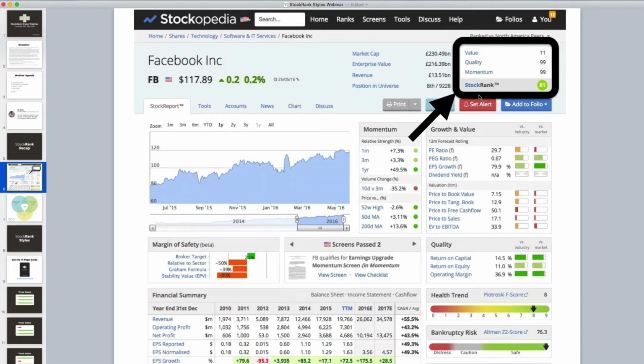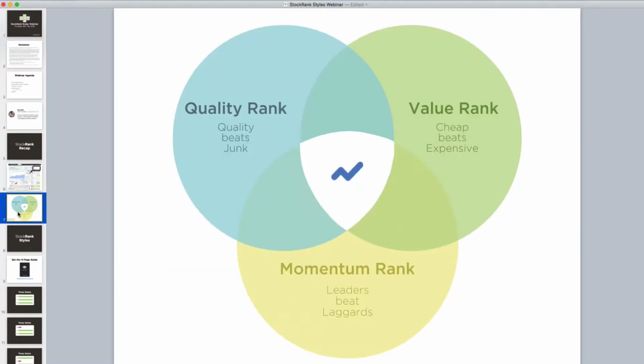So if I start talking about Q or V or M in this webinar, please understand it relates to quality, value, or momentum. And once again, we score them so 100 is best and 0 is worst. So a low rank is poor for a stock. As you can see, Facebook here has a very high momentum rank, very high quality rank, but quite a low value rank. In other words, it's expensive, but it's very high quality and high momentum. This is a quick summary, a little Venn diagram, which I use sometimes to explain these ideas. And once again, it's just emphasizing the quality rank, value rank, and momentum rank.